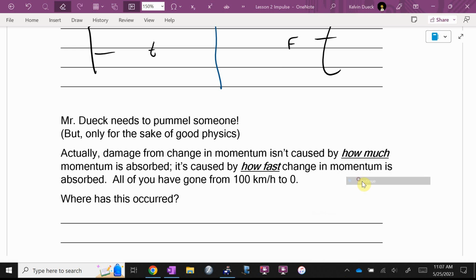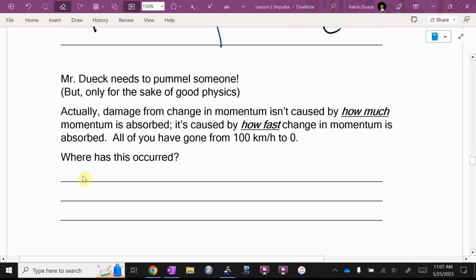Pause the video. Seeing the impulse equation, even though it's not dramatically new, what it does is it gives us a good explanation for most of our car crash safety. In fact, I wrote here, damage from momentum isn't caused by how much momentum is absorbed. It's caused by how fast the change in momentum, the impulse, is absorbed.